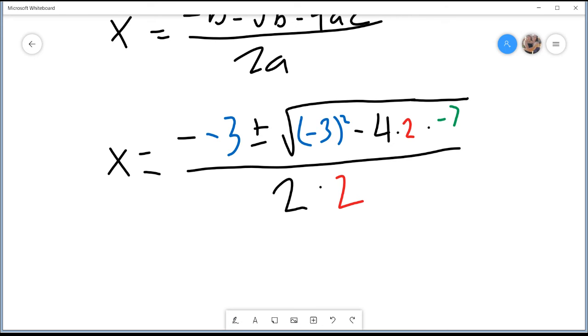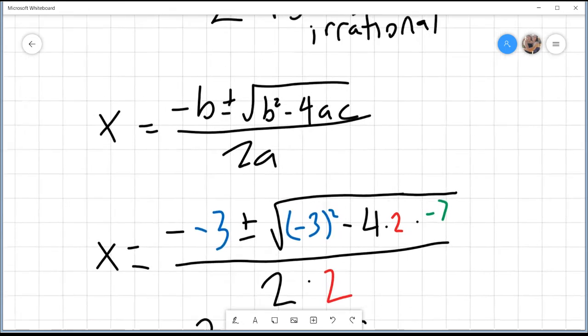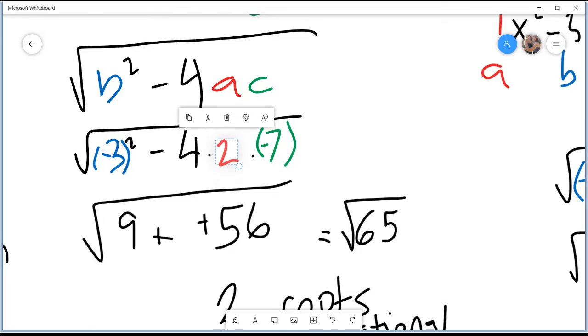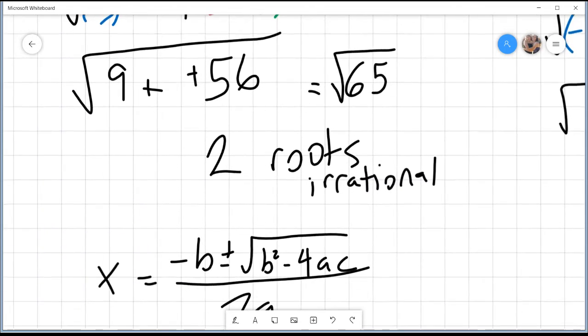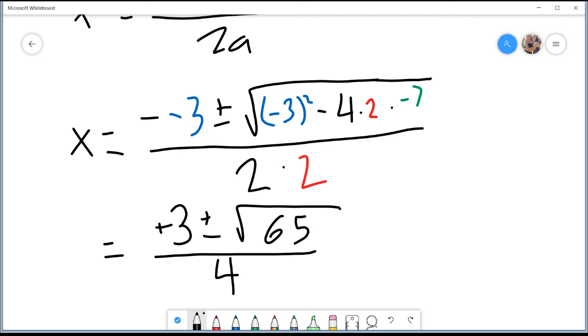And now we're going to start to solve. The opposite of negative 3 is a positive 3. Plus or minus the square root of b squared minus 4ac. We already did that right here. So inside our square root, we're going to get 65. And this is going to be over 4.